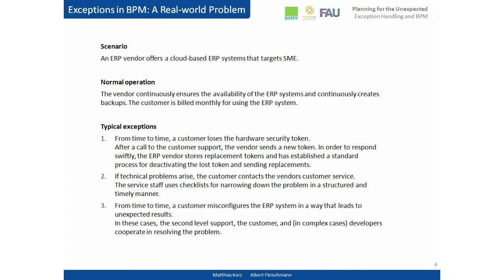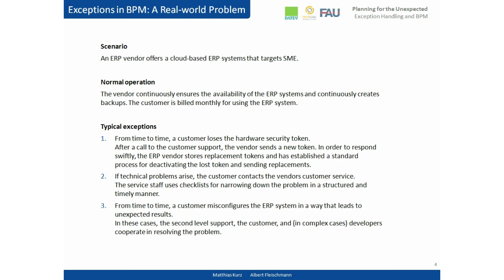Let's imagine a scenario where an ERP vendor offers a cloud-based ERP system, a system that targets small and medium-sized enterprises. The normal operational process obviously would involve continuously ensuring the availability of the ERP system, ensuring the necessary support for that system, continuously making sure that all data is backed up, and obviously regularly billing the customer according to their usage patterns of this system. So that is normal operation.